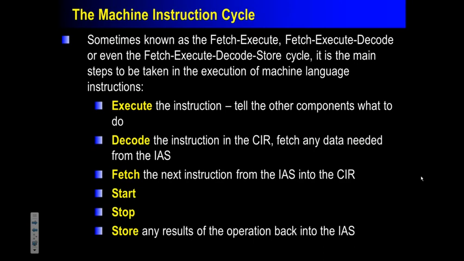So when I decode, I'm getting an instruction from the CIR, fetching any data from the IAS. Those are acronyms we talked about a little bit. IAS is immediate access store. That's essentially memory. You could say it's RAM, but it could also just be memory built into the CPU. The CIR, we remember, was a specific register within the control unit that held the current instruction. This is the instruction I'm getting.